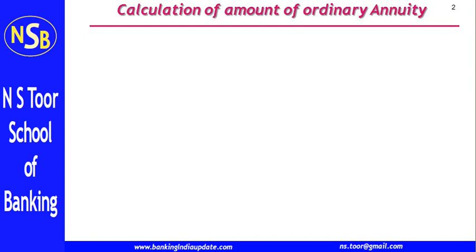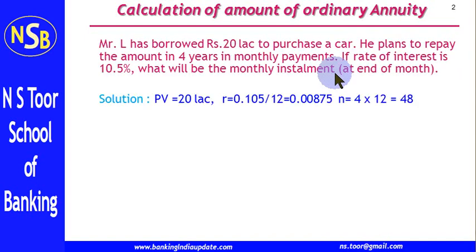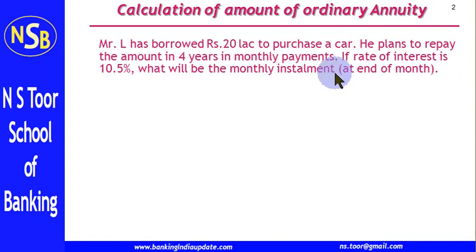Hello friends, in this lecture we shall discuss how we calculate the amount of an ordinary annuity, the amount of cash flow, not the present value, not the future value of an ordinary annuity, but the amount of cash flow, that is, the annuity. And this we shall do with the help of an example. So let us see this example.